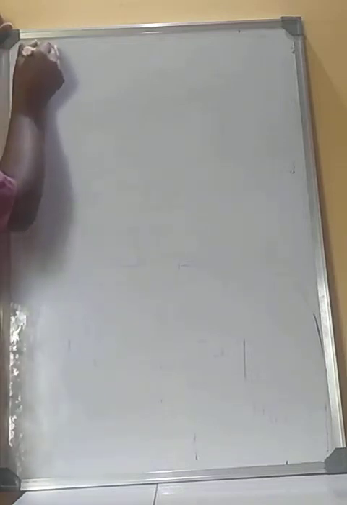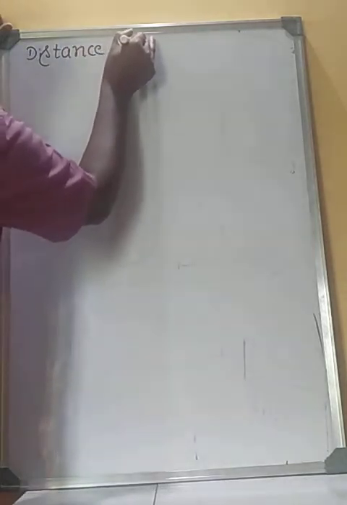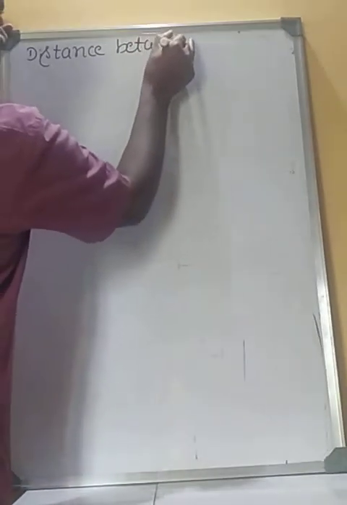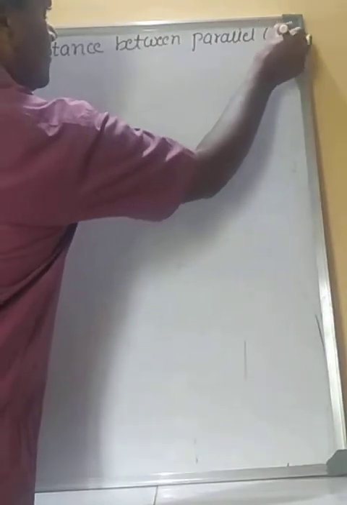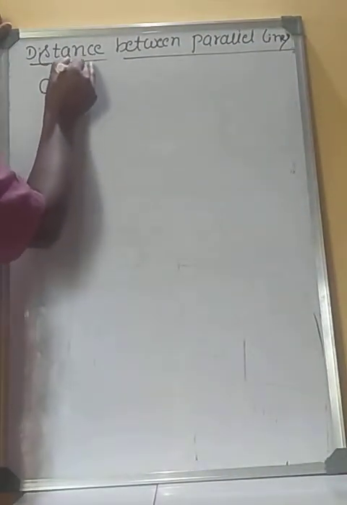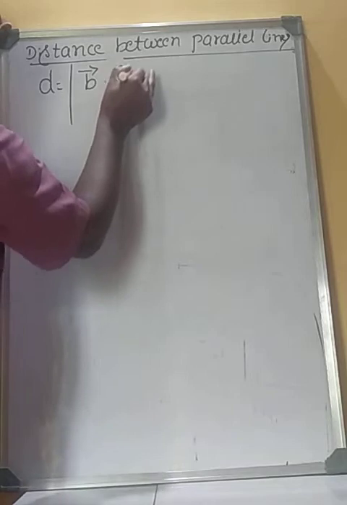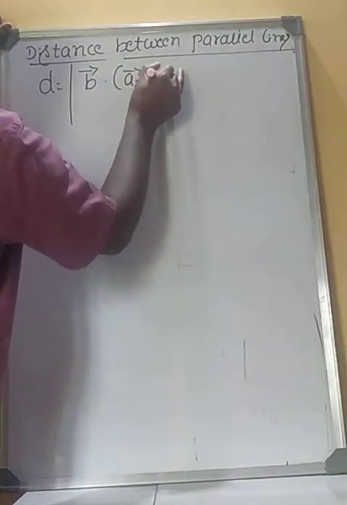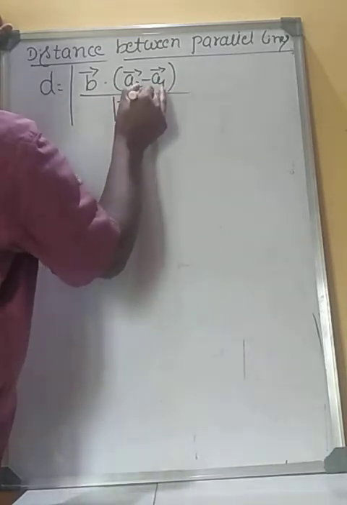The next, distance between parallel lines. Distance between parallel lines, that is D equals magnitude of B vector dot a2 vector minus a1 vector dividing by magnitude of B vector.